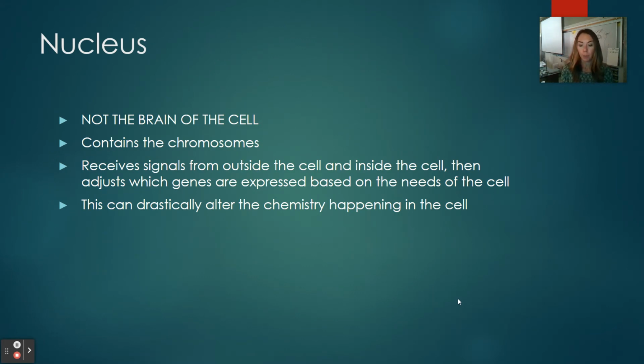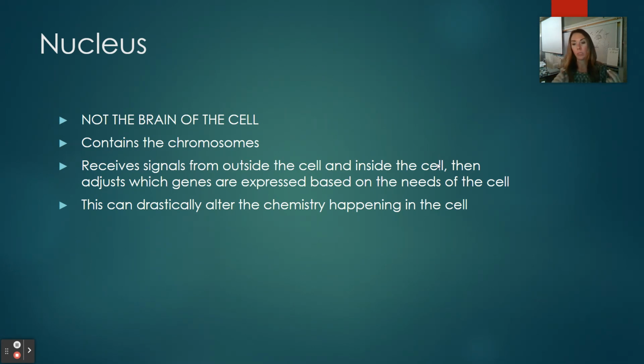draw it. People like to compare it to the brain of the cell. That's not true. It does contain all the chromosomes and the DNA. So it's kind of like it's the keeper of the information, right? It does receive signals from the outside and tells it what genes to be expressed. We talked a little bit about that with stem cells and based on the needs of the cell. So looking at, do we need more energy, right?